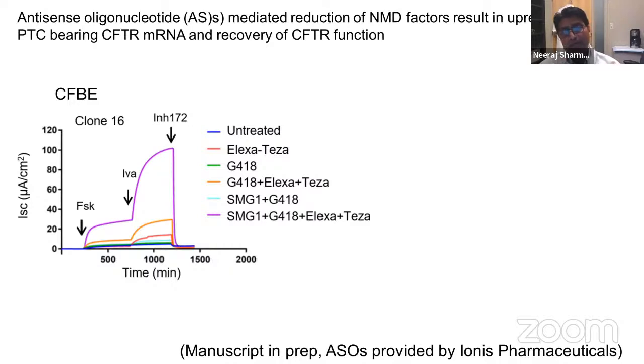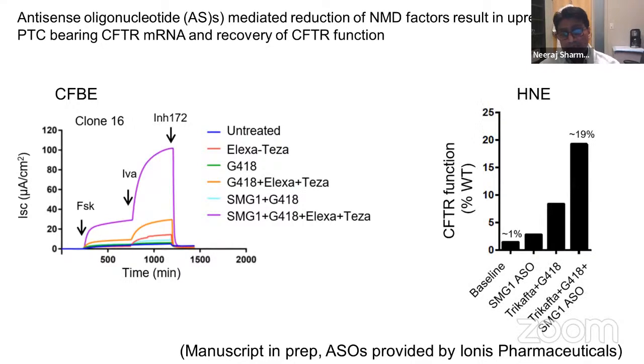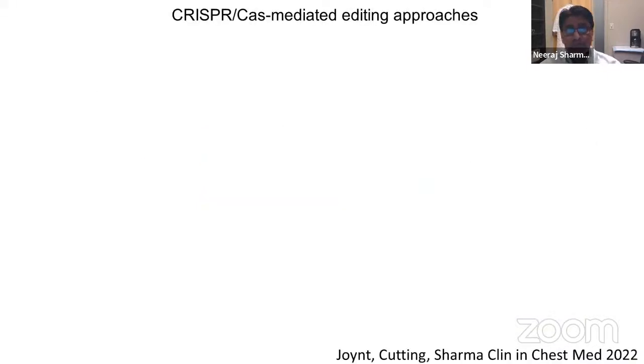Again, with this purple line, what you are seeing is that the majority of the recovery of CFTR function in W1282X is when you add the combination of NMD inhibitor, a read-through drug G418, and the corrector molecules, Elexacaftor and Tezacaftor, shown in the purple line here. And that was in the CFBE stable cells. On the right, I'm showing you nasal epithelial cells of these individuals, and there is a recovery of about 19% of the CFTR function. So that was all small molecule drugs.